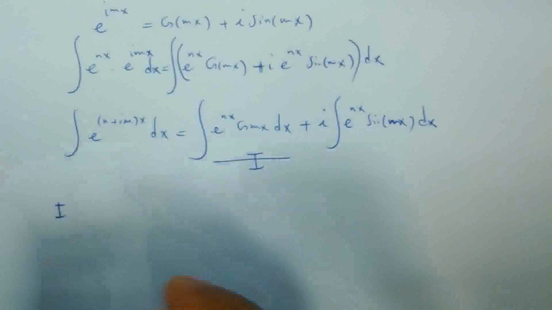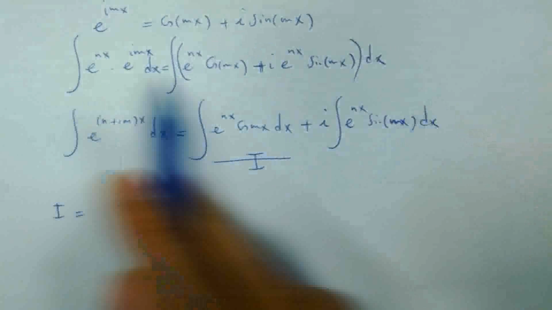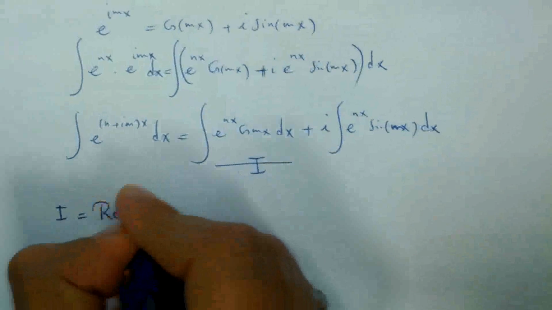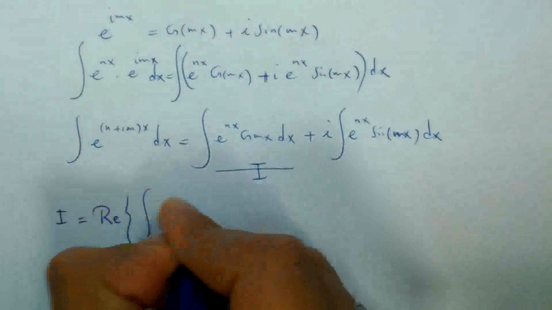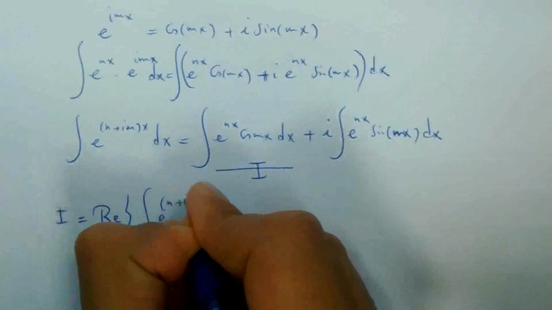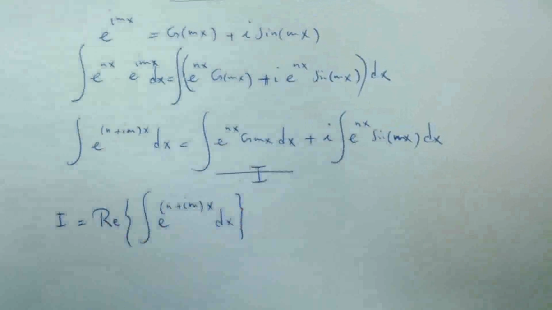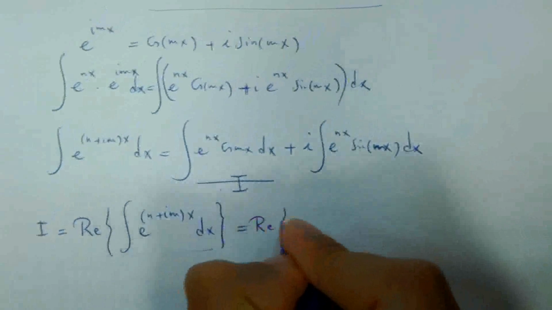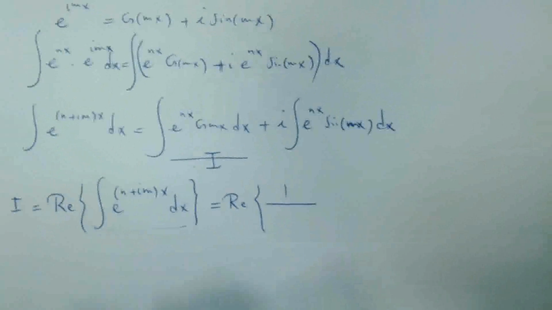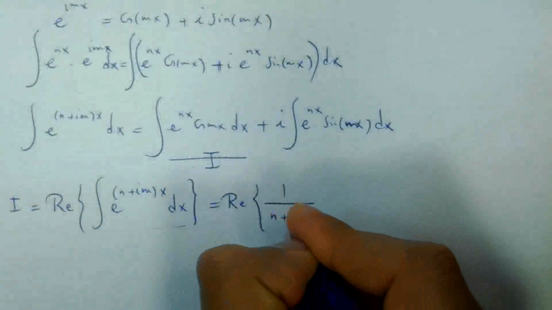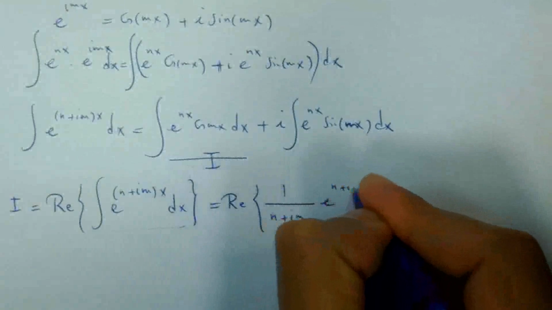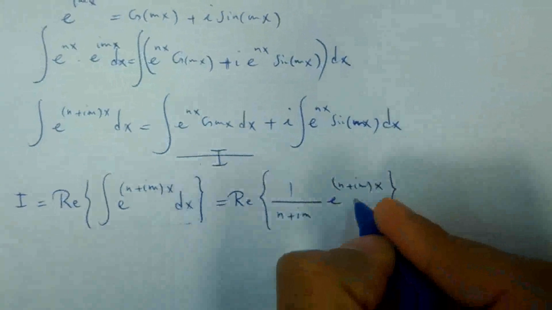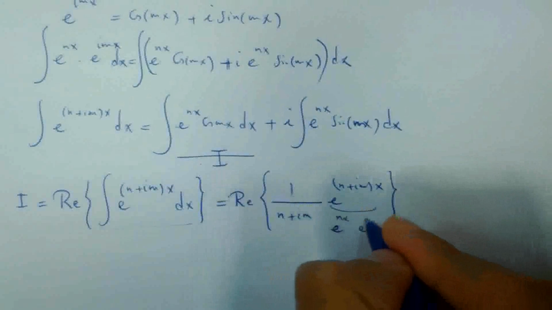So we can see from this equation that I is simply the real part of the integral of e to (n plus im)x dx. This integral is very simple to calculate. I can say this is 1 over (n plus im) times e to (n plus im) times x. So this is e to nx times e to imx.